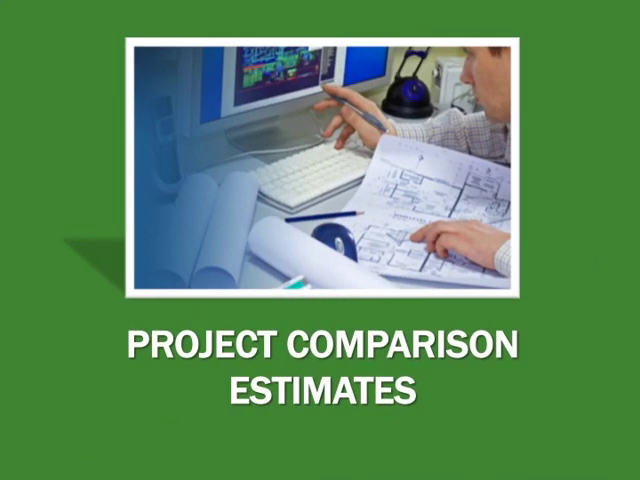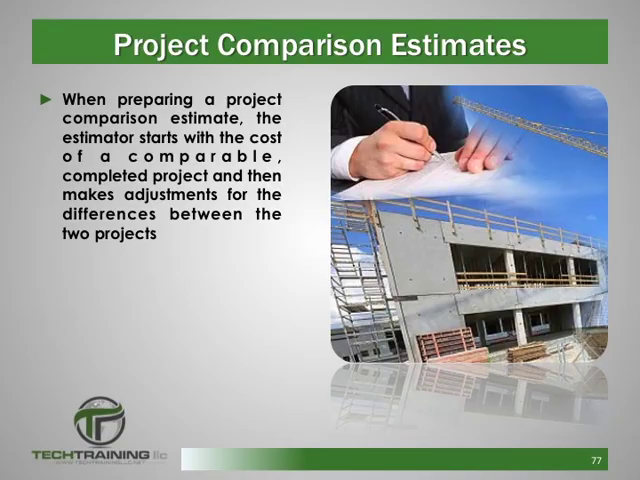Another type of estimate is the project comparison estimate. These estimates are prepared by comparing the cost of a proposed project to a similar completed project. When preparing these types of estimates, the estimator will start with the cost of a completed comparable project and then make some adjustments for the differences between the two projects.